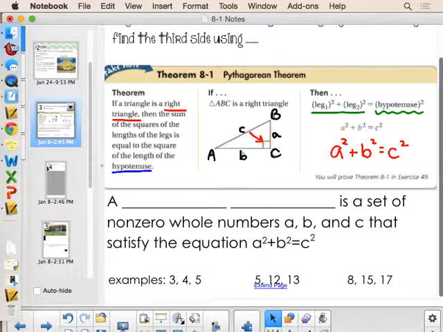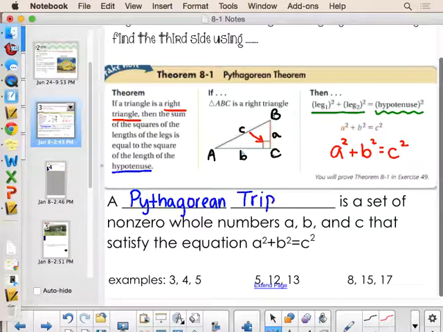There are a few special numbers that occur. So my key thought is a Pythagorean triple is a set of non-zero whole numbers, meaning it can't be a fraction, can't be a radical, a, b, and c that satisfy the equation a squared plus b squared equals c squared. AKA the numbers satisfy the Pythagorean theorem.